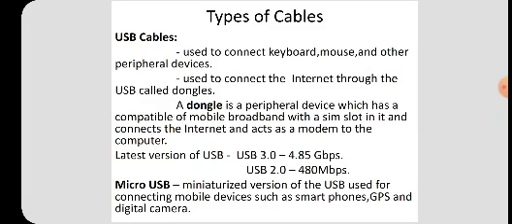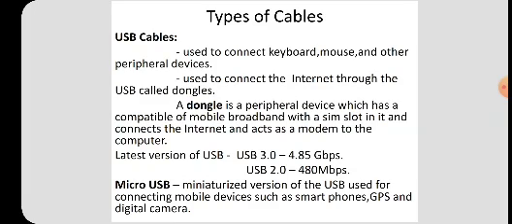What is USB? USB means universal serial bus. It is mainly used to connect keyboard, mouse and other peripheral devices. Other peripheral devices means printer and external devices. And an important thing: the special network device that is used to connect to the internet through the USB is called a dongle.